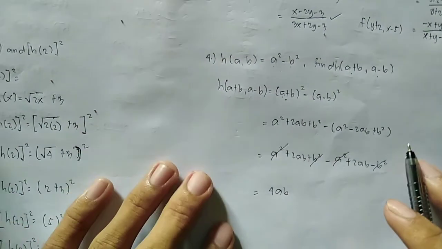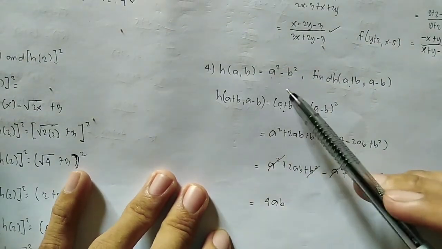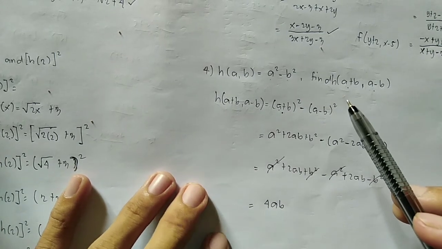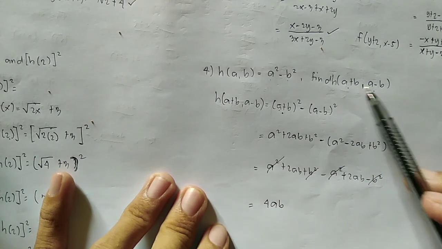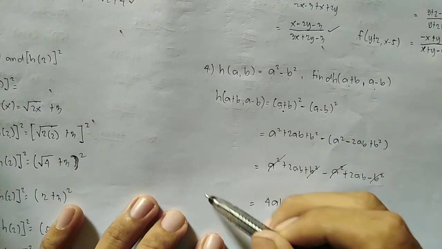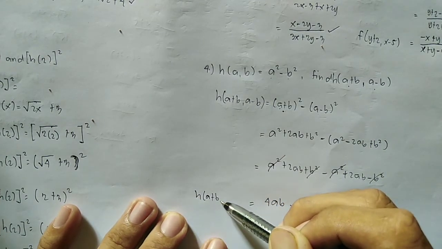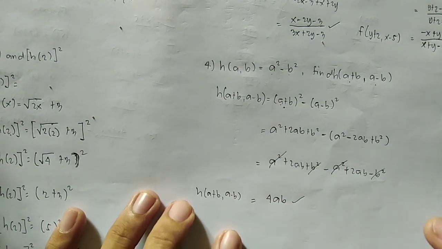So the value of the function originally h(a, b) equals a squared minus b squared, as indicated, evaluated using the indicated value of h at a plus b, a minus b, is equals to 4ab. So this is now the final answer after we evaluated using a plus b, a minus b. So that's it. That's all for this video.